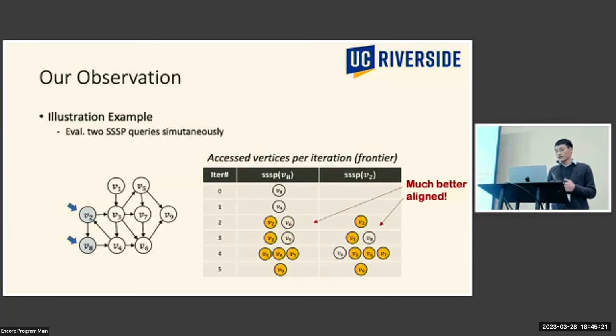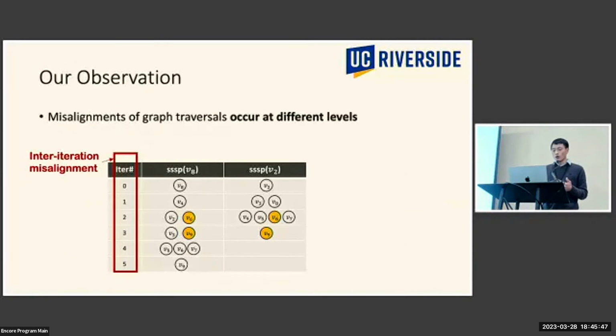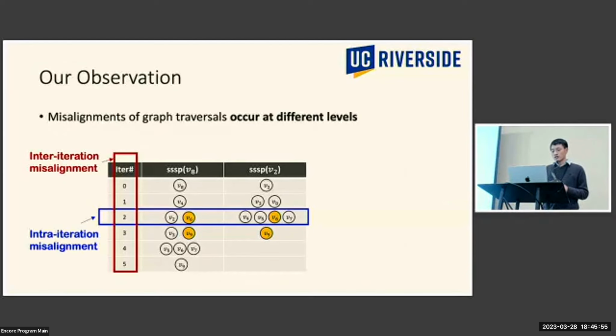However, if I change the scheduling a little bit, let's say we delay the evaluation of the second query by 2 iterations. Now you can see the ratio of shared accesses between the 2 evaluations got increased a lot. So here we say that the alignments between the 2 queries are improved. So in fact, we not only find this misalignment across different queries, but also within the same query, because the vertices can still be accessed at different times within a single iteration.